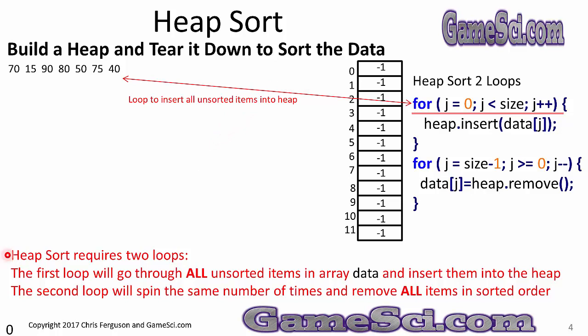Heap sort requires 2 loops. The first loop will go through all unsorted items in the array data and insert them into the heap. So it will insert 70 and then insert 50, then insert 90, and so on. The second loop will spin the same number of times and remove all the items in sorted order. The 90 will be pulled out, the 80 will be pulled out, the 75 will be pulled out.